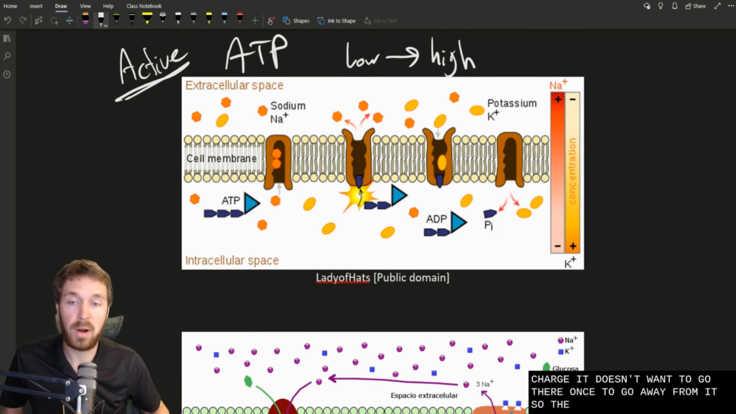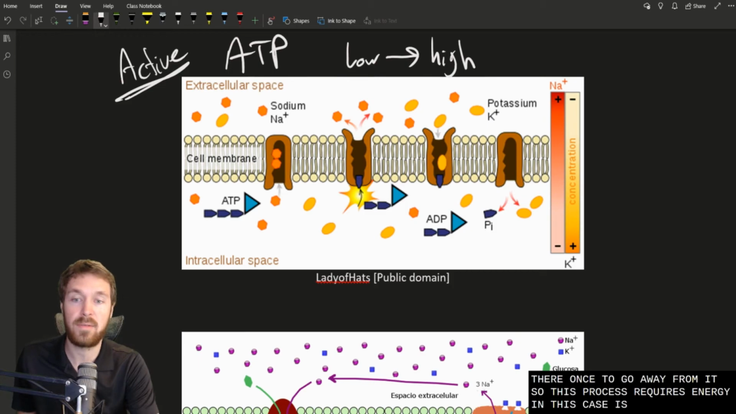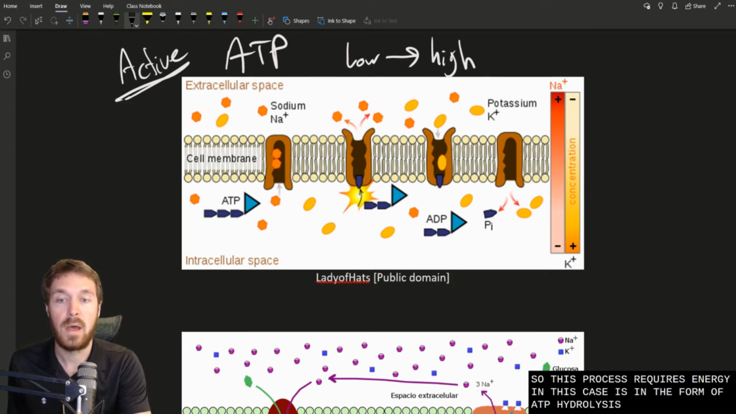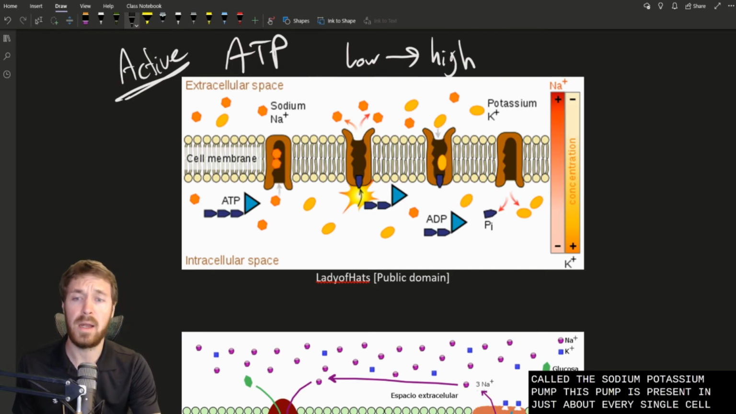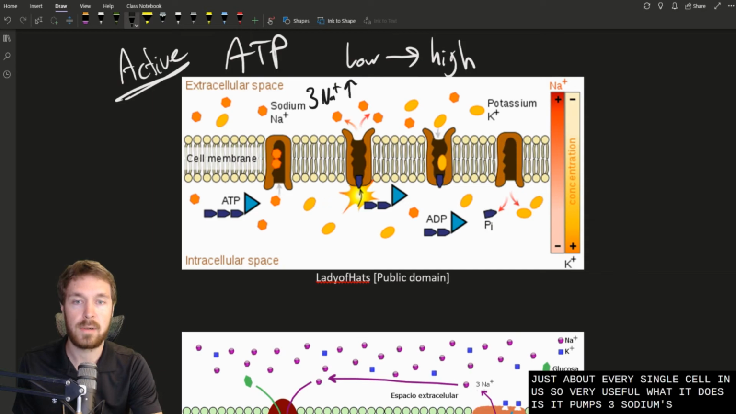So this process requires energy. In this case, it's in the form of ATP hydrolysis. Here, this is called the sodium-potassium pump. This pump is present in just about every single cell in us, so very useful. What it does is it pumps 3 sodiums out, and it pumps 2 potassiums back in.